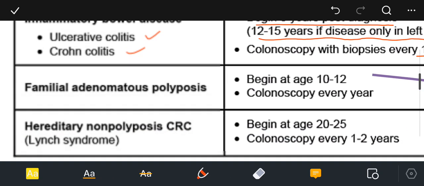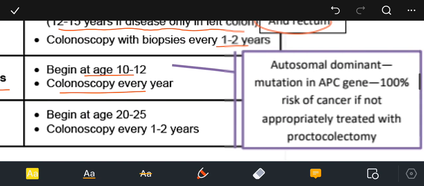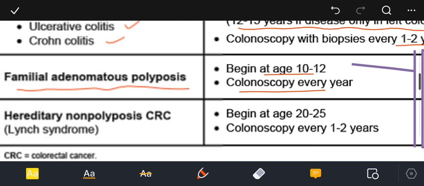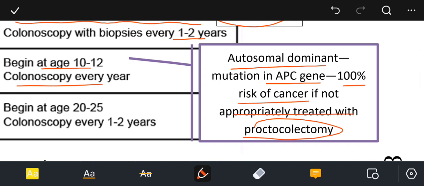Then the next point is about familial adenomatous polyposis. It begins at age 10 to 12, and colonoscopy is done every year. Familial adenomatous polyposis (FAP) is an autosomal dominant mutation in the APC gene. 100% risk of cancer if not appropriately treated with a proctocolectomy.